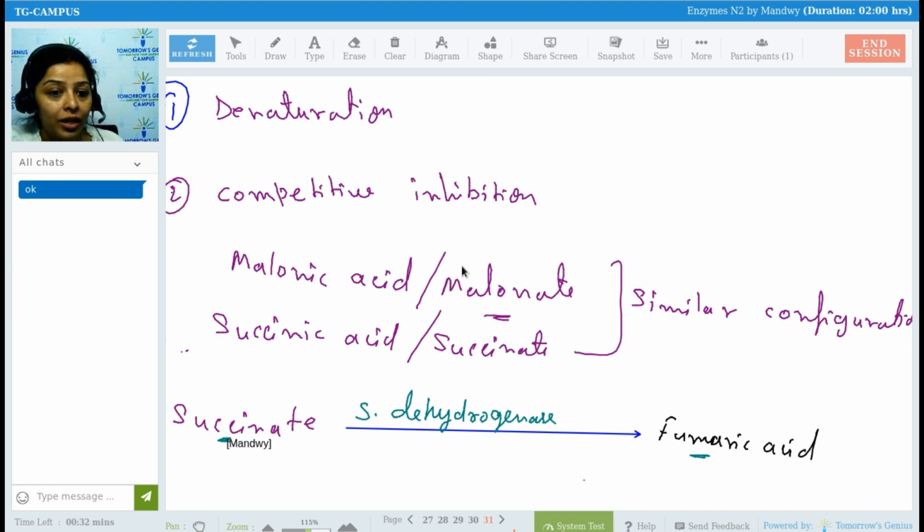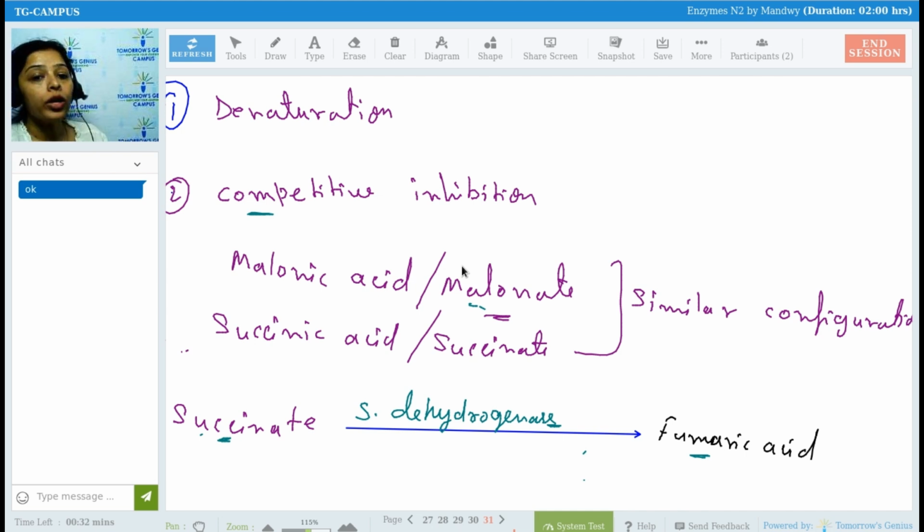But this succinate and this malonate both have a similar type of configuration. So what will happen? Instead of succinate, this malonate will come and bind to the active site of the enzyme. Because of that, this enzyme will not work properly, so the reaction will not take place. Are you getting me? So competition happens because of the similar chemical configuration. Clear? Yes, ma'am.